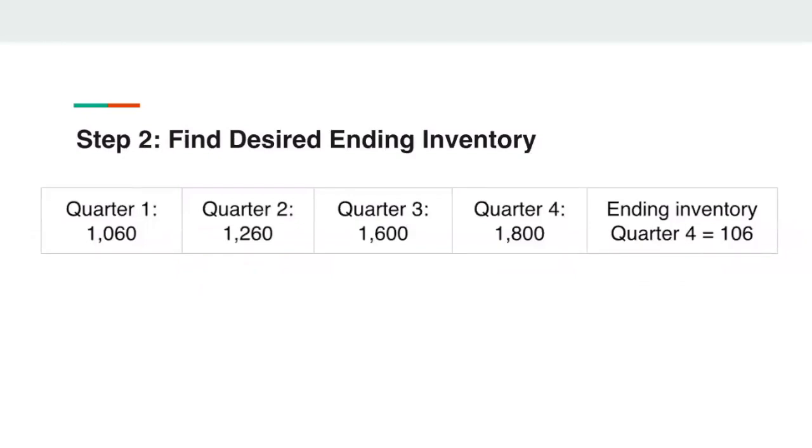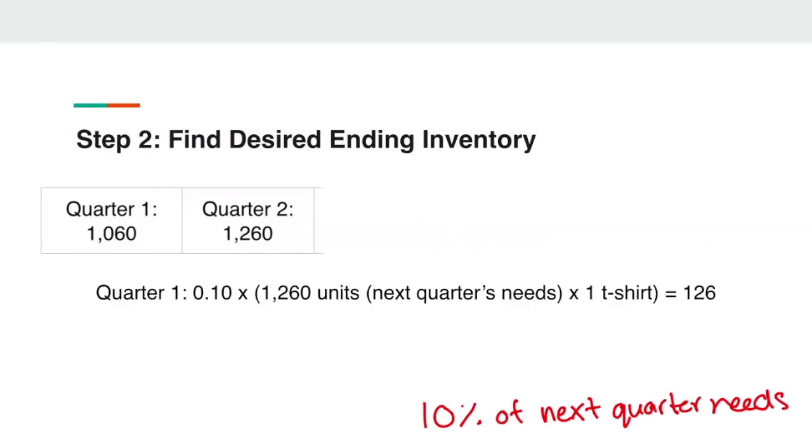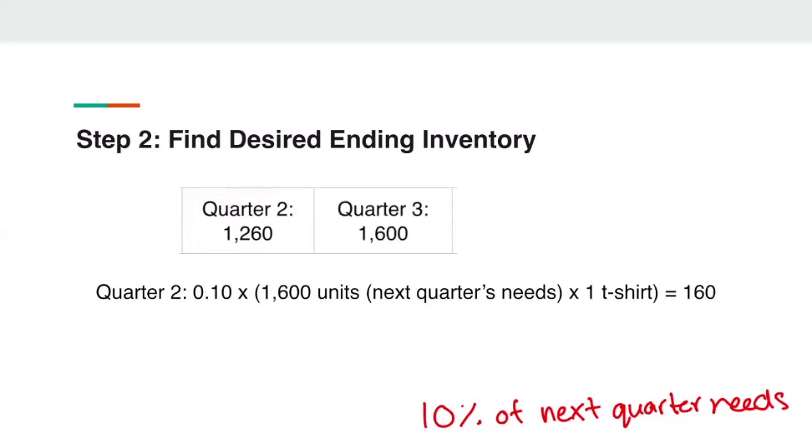Step 2 is finding desired ending inventory. Think back to the policy where the company requires 10% of next quarter's production needs. For quarter 1, you will be using the next quarter needs, which means quarter 2. For quarter 2, you will be using next quarter needs, which means quarter 3. For quarter 3, you will be using next quarter needs, which means quarter 4.